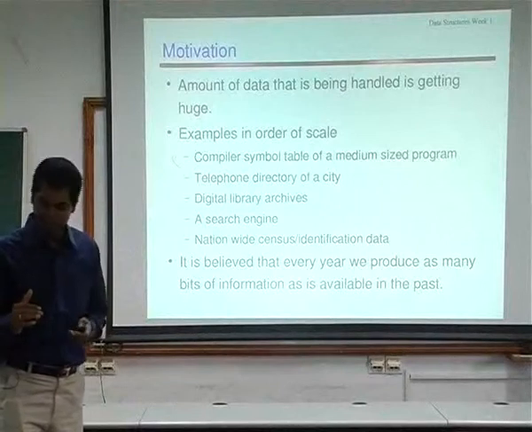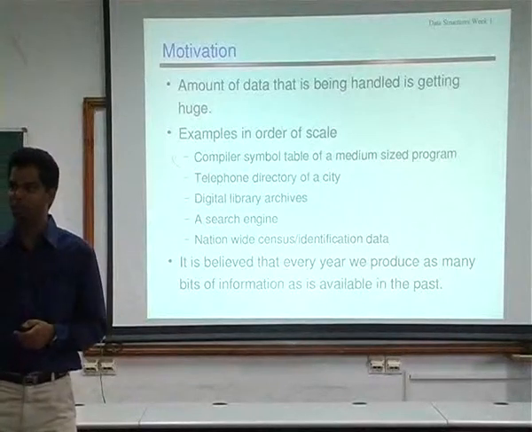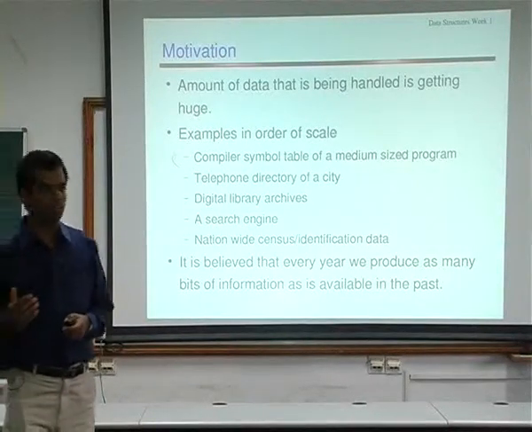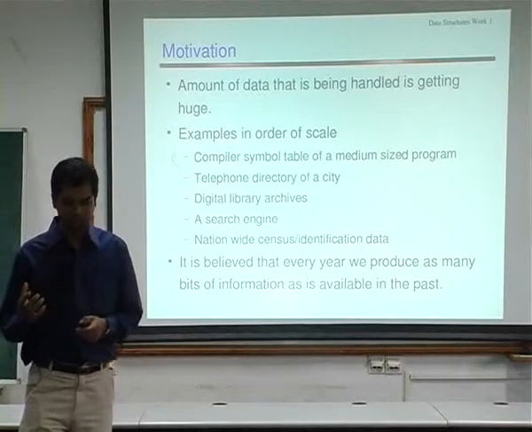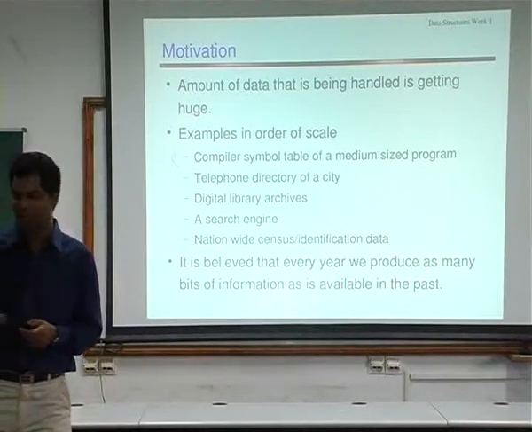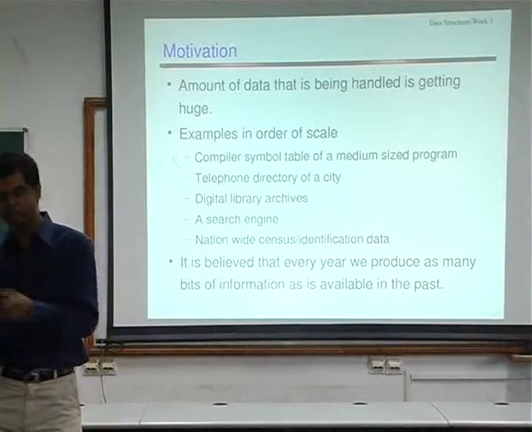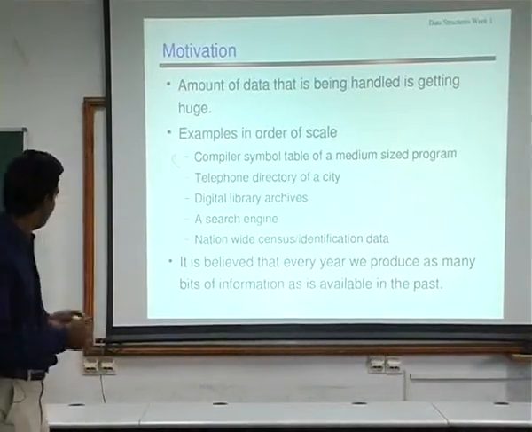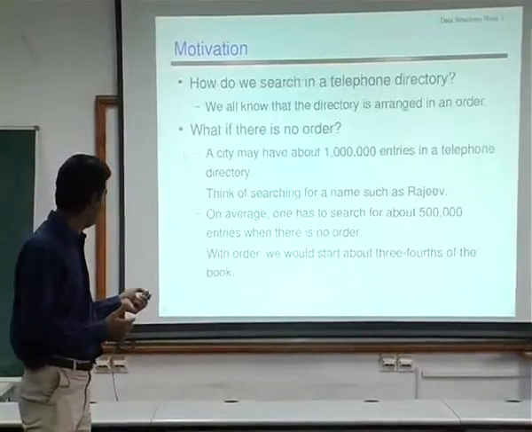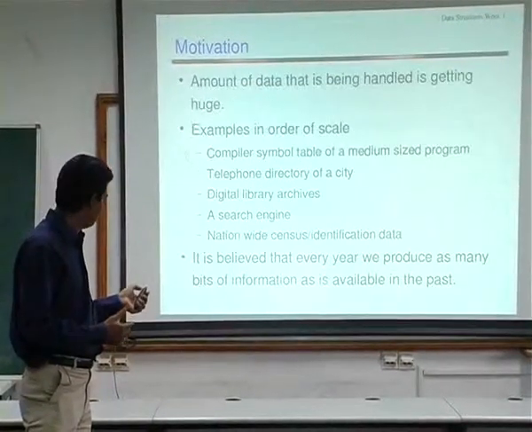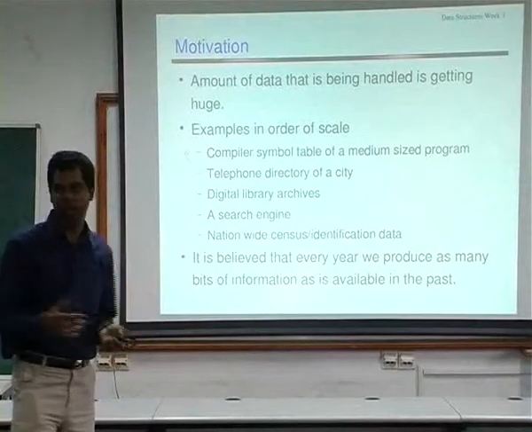The next order of magnitude bigger amount of data is one can think of as a telephone directory, right? There essentially you list everybody who has a particular telephone number and their address and possibly other things. Right? Now a bigger order of magnitude would be, let us say, a digital library archive, right?